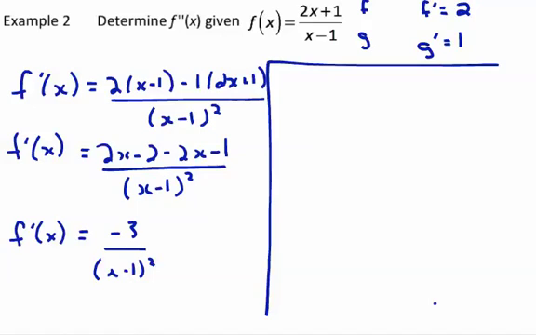To find the second derivative, now we need to deal with the first derivative as our function. So f is going to be negative 3, g is going to be x minus 1 all squared. So then f prime would be 0, g prime, we need to use the chain rule, so the 2 comes down, x minus 1 to the power of 1 times 1, the derivative of the bracket. That's going to work out to 2x minus 2.